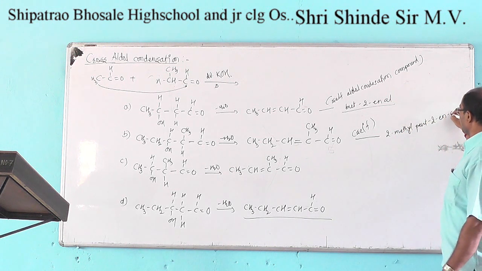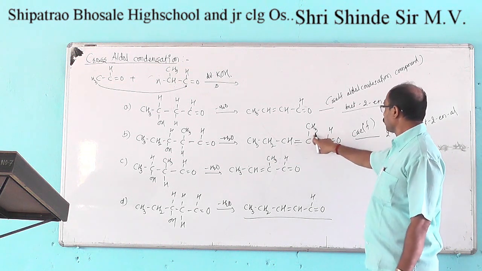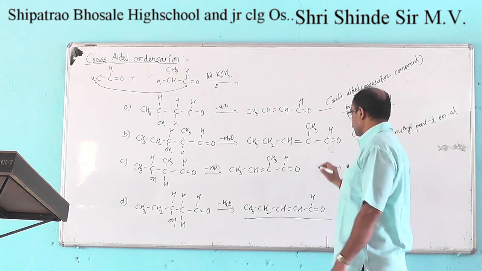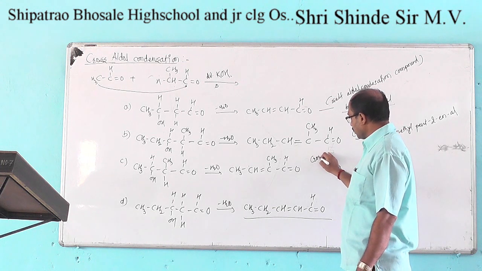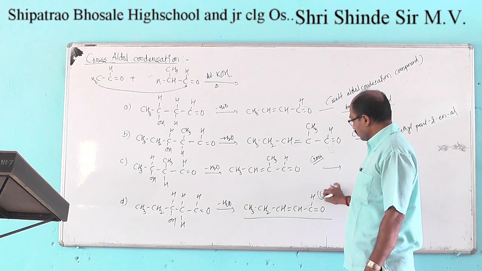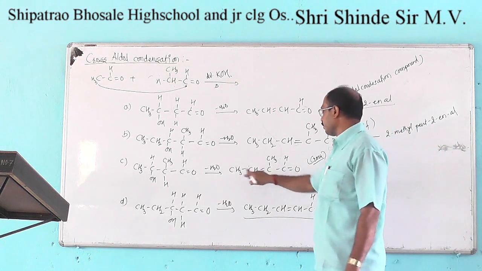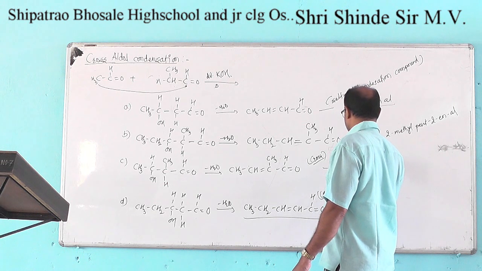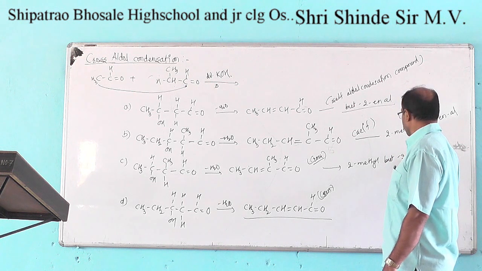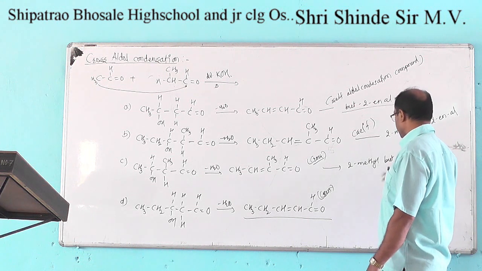Numbering the carbons 1, 2, 3, 4, 5, the name is 2-methylpent-2-enal. This is a cross aldol product. These two are the cross aldol condensation compounds. Numbering 1, 2, 3, 4, the other is 2-methylbut-2-enal.